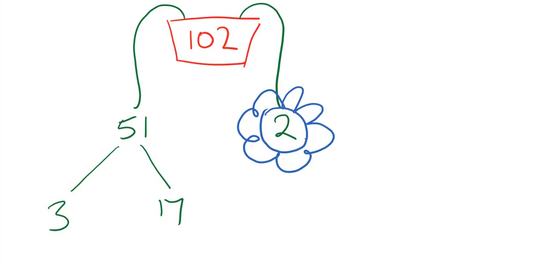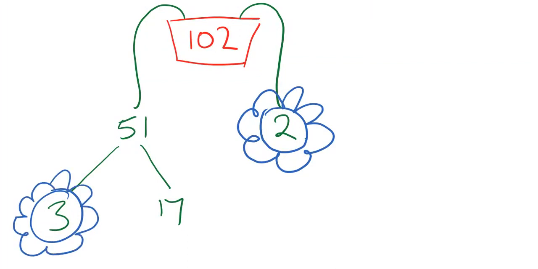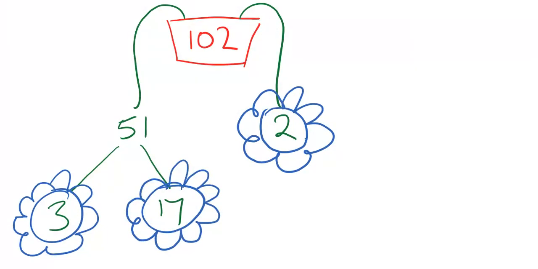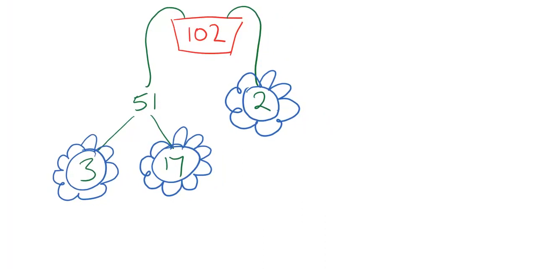So let's go through these. Are any of those prime numbers? Yes, that 3 is a prime, so I'm going to draw a nice flower around it. My 17, that's a prime too. It's only got 2 factors, itself and 1. So once I have broken it up into flowers, I have finished. And now I can just write this out with the flowers. So 102 is 2 times 3 times 17. We're kind of done there.